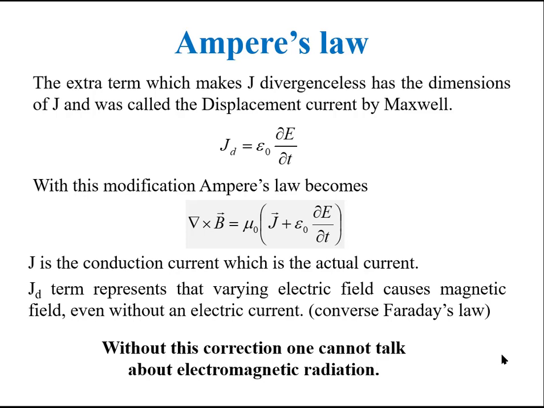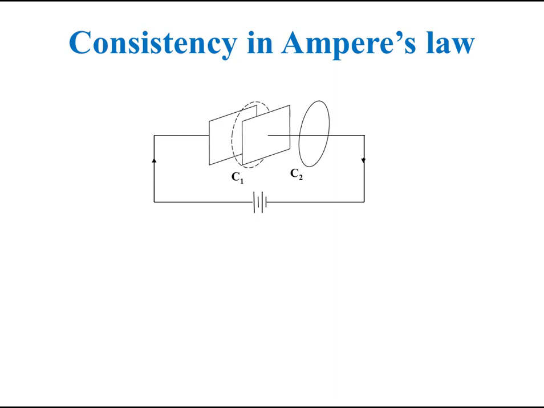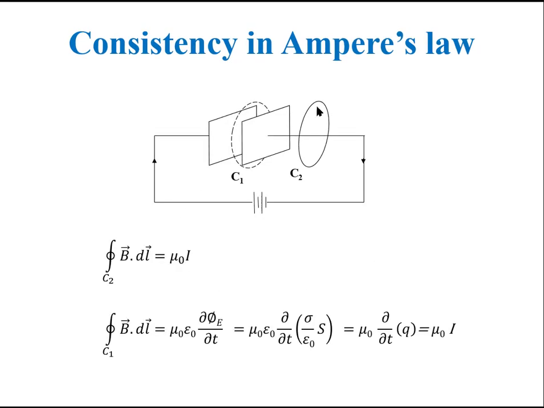Let us check how the modified Ampere's law is consistent with an electrical circuit having a capacitor. If it is correct, then the loops C1 and C2 both must give the same value of current or magnetic field induction B. So we can use this modified Ampere's law with loop C2 where there is no JD, and this becomes line integral of B equal to mu naught I, where I is the current drawn by this battery.